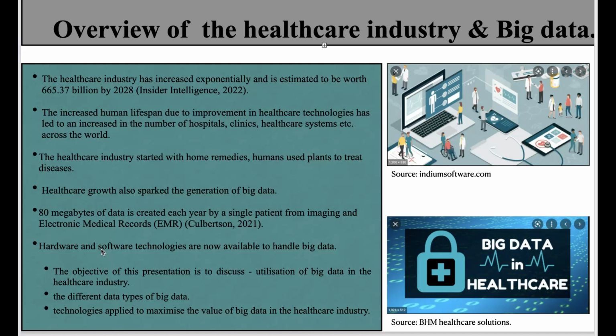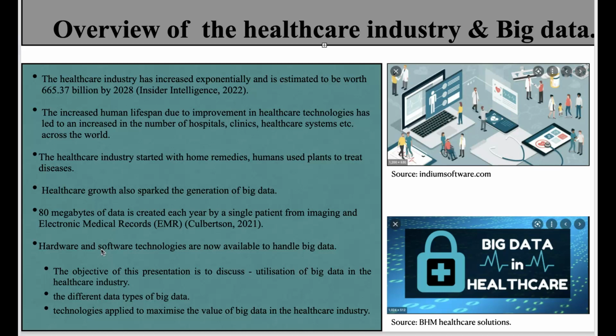But current advancement in technologies has helped us. We now have the hardware and the software technologies that have created opportunities to store, manage, and analyze semi-structured and unstructured data. So the big data that is created within the healthcare industry has offered incredible value to the industry and has now been used to improve healthcare delivery through multiple facets.